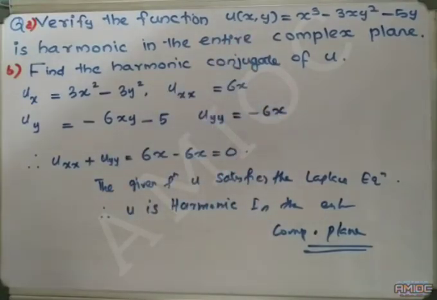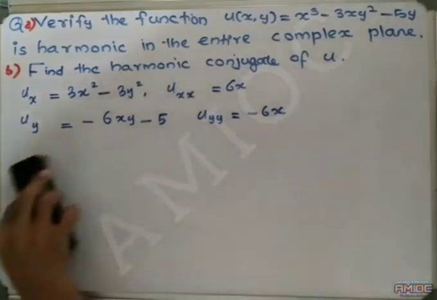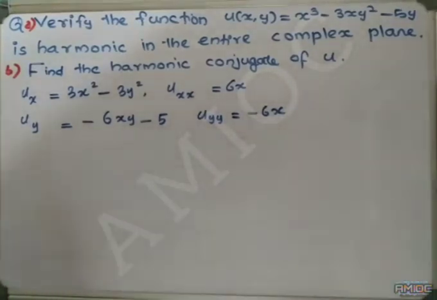If a function is harmonic in the entire complex plane, we can find the harmonic conjugate of u. Now our aim is to find the harmonic conjugate of u. We have uploaded the theory part of the harmonic conjugate of a function earlier, and we have added the link of that video in our description box. Now we can find the harmonic conjugate of this function u.